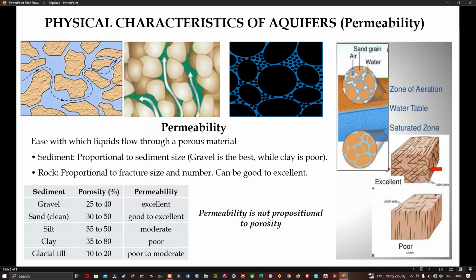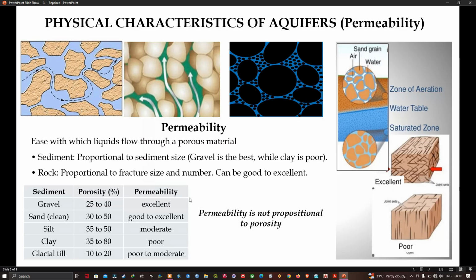As we said before, the clay has the largest porosity, up to 45 to 55%, while it has a poor permeability. You can see that it has a poor permeability. While the gravel's porosity ranges from 25 to 40%, and its permeability is excellent. So the gravel has a medium porosity, while it has an excellent permeability. So the permeability and porosity are not proportional to each other.